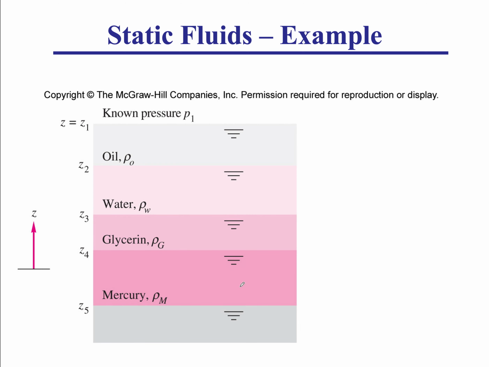So now we'll do an example. I have a multi-layered fluid right here, oil on top of water, of glycerin and mercury, and I know the pressure at the top level at z equals z1 to be P1, and I'm interested in finding the pressure difference between P1 and P5 at level z5.